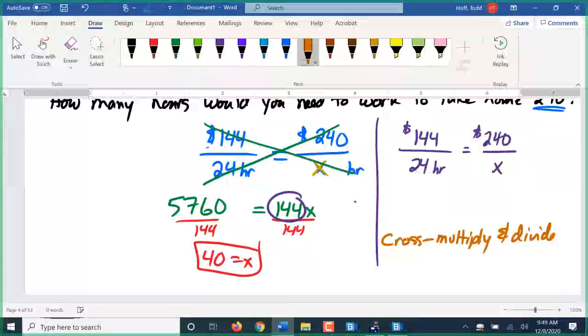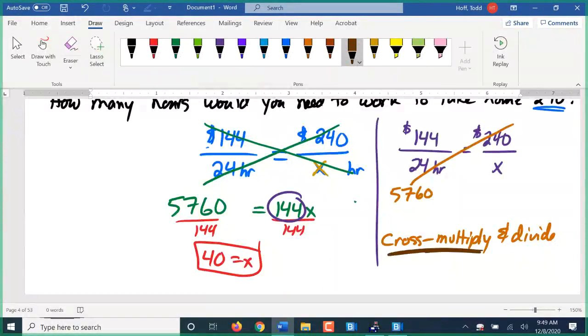Now to do that, I take the diagonal that has 2 numbers on it. That's this one here. And I am still going to multiply those. $240 times 24 hours is 5,760 dollar hours, technically, would be the units. So those 2 numbers that are diagonal still get multiplied. That is the cross multiply portion.